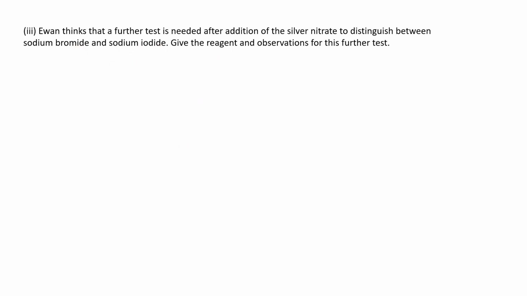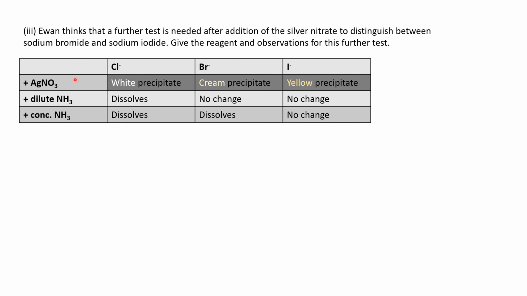But the other test you can do is add in ammonia. If you have dilute or concentrated ammonia, it would dissolve the white precipitate from chloride. We don't care about that. The dilute ammonia won't do anything to silver bromide or silver iodide, but concentrated ammonia is enough to dissolve the cream precipitate from silver bromide, but wouldn't have any effect on the precipitate for silver iodide.